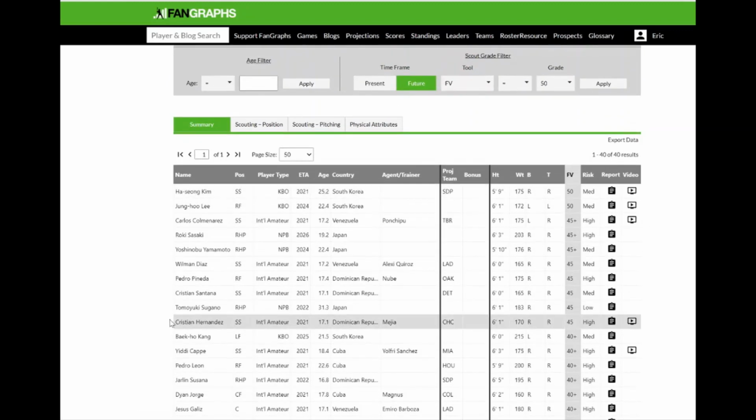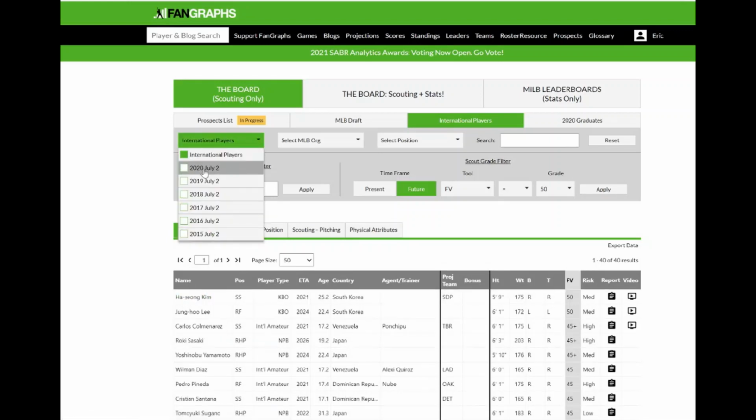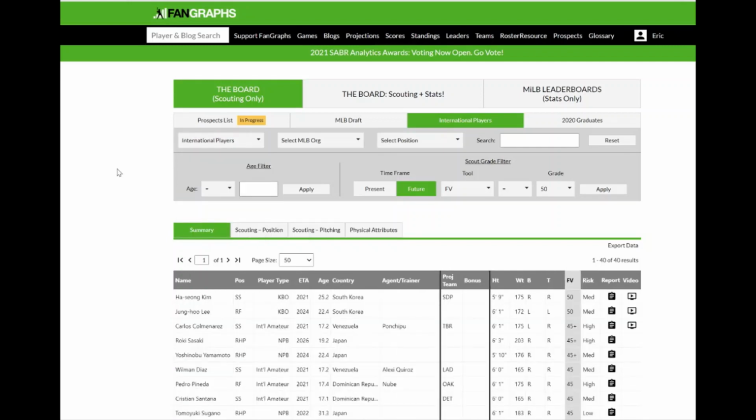And still, the amateurs are mixed through here, the annual classes of that group, so your traditional July 2s, Wilman Diaz, Pedro Pineda, Christian Santana, on their own away from Sasaki and Ha-Sung Kim, they'll just be stored here in the year-by-year tracker of the international amateurs. We might have to change the title of this since they won't be signing on July 2 anymore, but they will still be stored here for posterity.